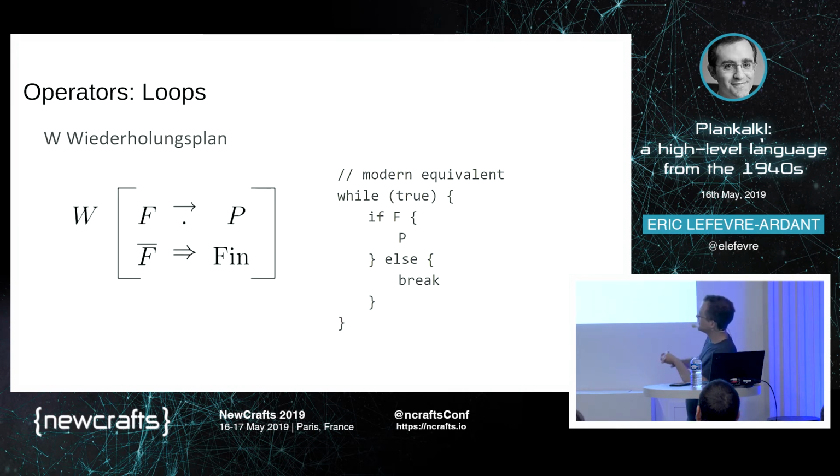Loops. Loops are Wiederholungsplans with a W, as you would have guessed. A Wiederholungsplan is something made of statements, one below the other. Each statement has a predicate on the left, the arrow with the dot below it, and a further plan or further piece of program on the right. So this loop here is identified with a W. Then you would go through the first line first, trying to evaluate the F predicate. If the F predicate is true, then you would execute P.